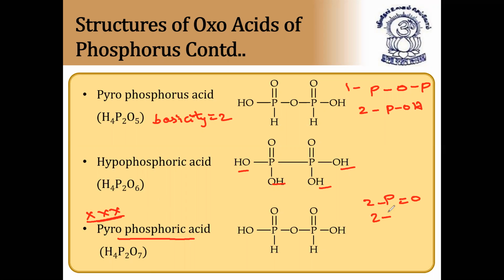Next, two POH bonds. Next, one POP bond. Next, two PH bonds. All this they'll ask in the examination. So this is called pyrophosphoric acid. It contains two POH bonds, one POP bond, two P double bond O bonds, and two PH bonds. This is the only one which contains them. So pyrophosphorus acid and pyrophosphoric acid contain all types of bonds of phosphorus, oxygen, and hydrogen.